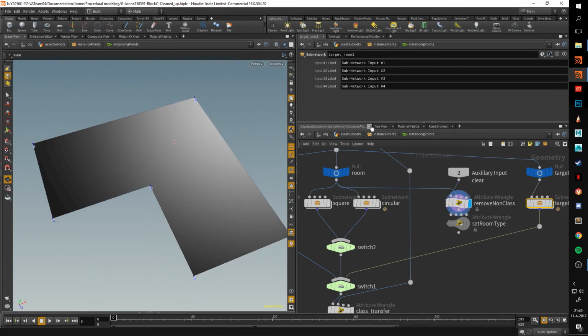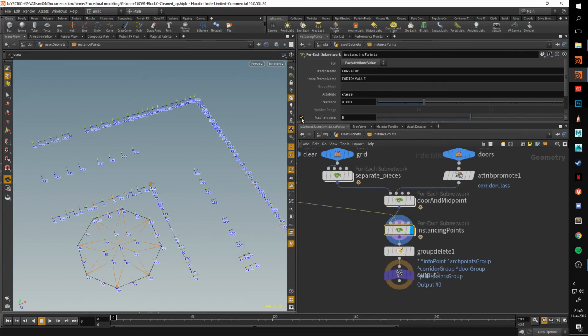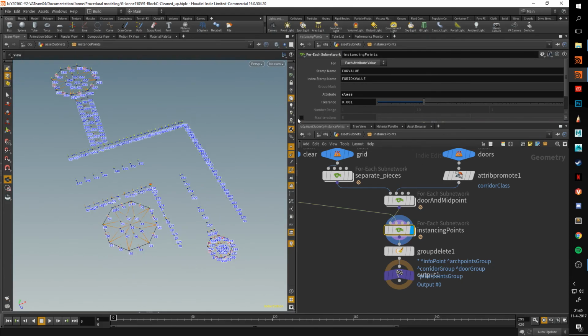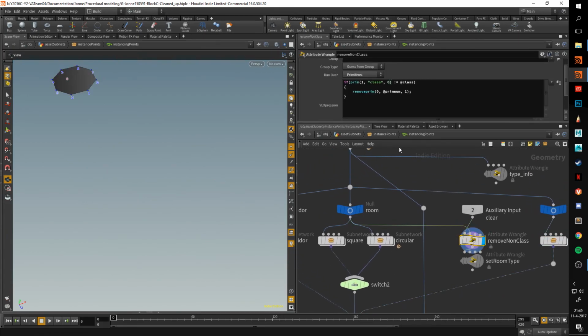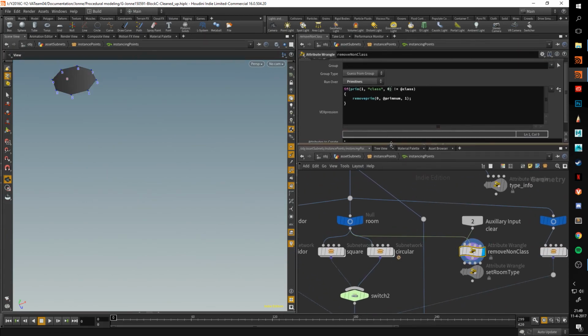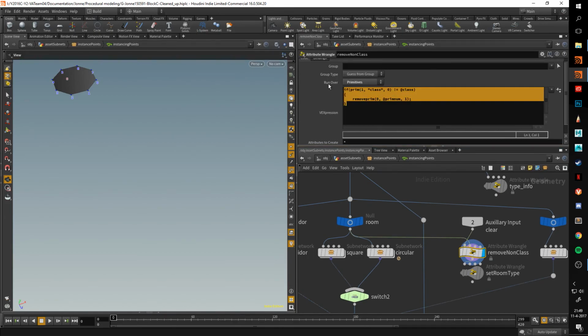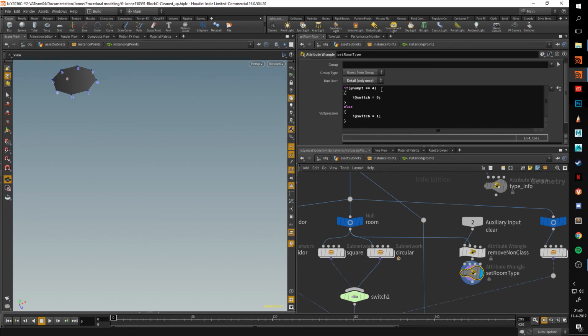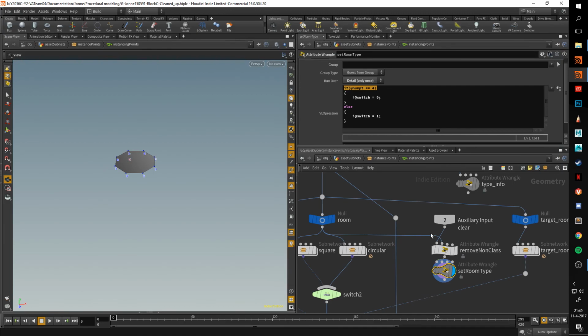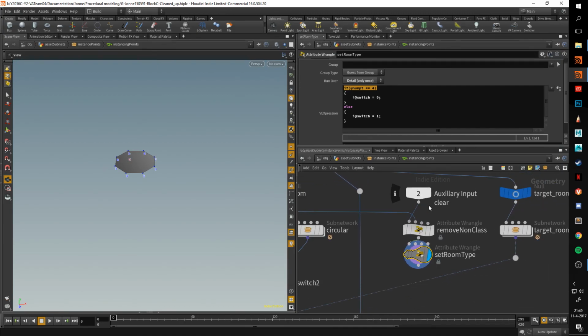This is determining whether it's a square room or a circle room. So let's go back to, I think it would be 7. Yes, it is. So this part here, it checks to see what type it is. That happens in here, I think. Yeah. So it's really simple. It checks to see how many points there are. And the only reason that works is because I'm using auxiliary input 2.